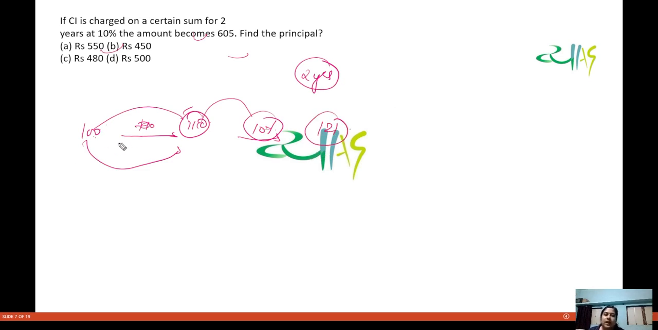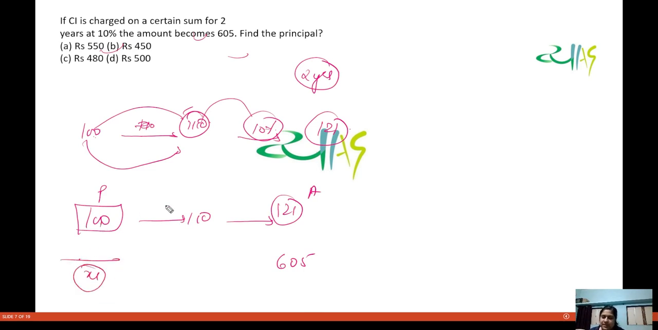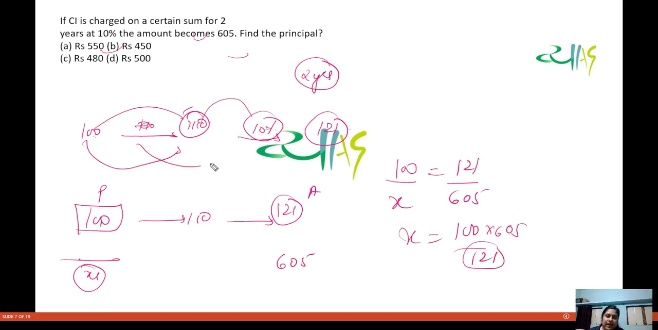So what you can do, we have this 100 as principal, and this 121 as amount. So the amount is 605 against this 100, divided by, let's say, some principal x. So you can do this also: 100 by x is equal to 121 by 605. It is obviously the same thing you are getting. So x is equal to 100 into 605 divided by 121. So either you take this as 21% more than this, then also you are going to take 121 into x equal to 605, or you can do this method also.